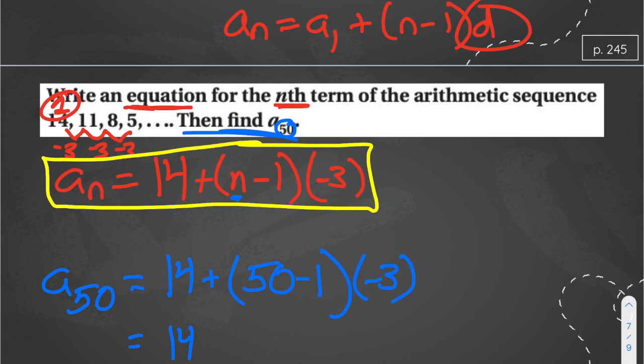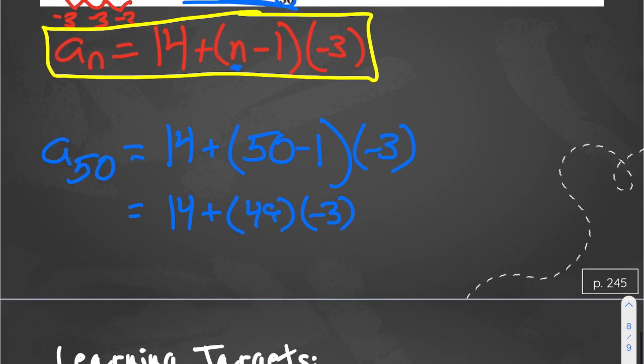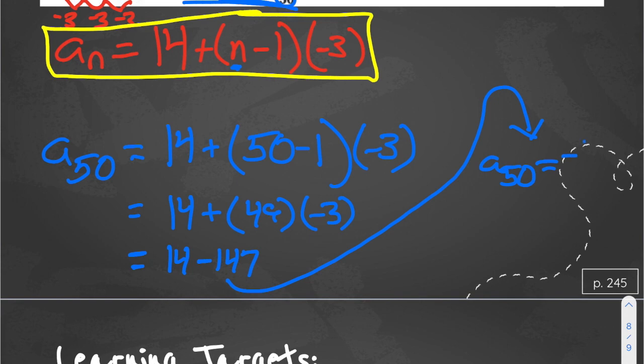So if we're simplifying, we have 14 plus 49 times a negative 3. 14 minus 147. And if we follow it up here, we would get that a sub 50, so the 50th term, is negative 133.